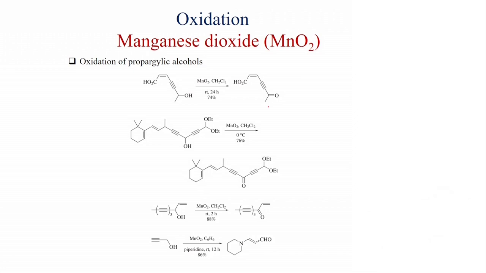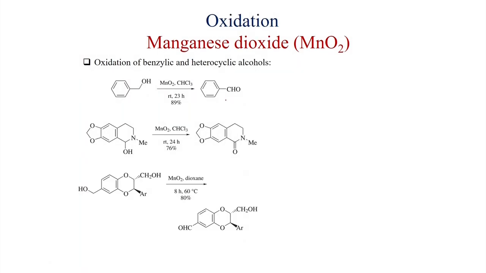Oxidation of benzylic and heterocyclic alcohols is possible, like here benzyl alcohol is converted to benzaldehyde with MnO2, chloroform, room temperature condition. This is a very mild condition. Also heterocyclic, so here secondary alcohol goes to the carbonyl in MnO2 condition, a very good deal, 76%.